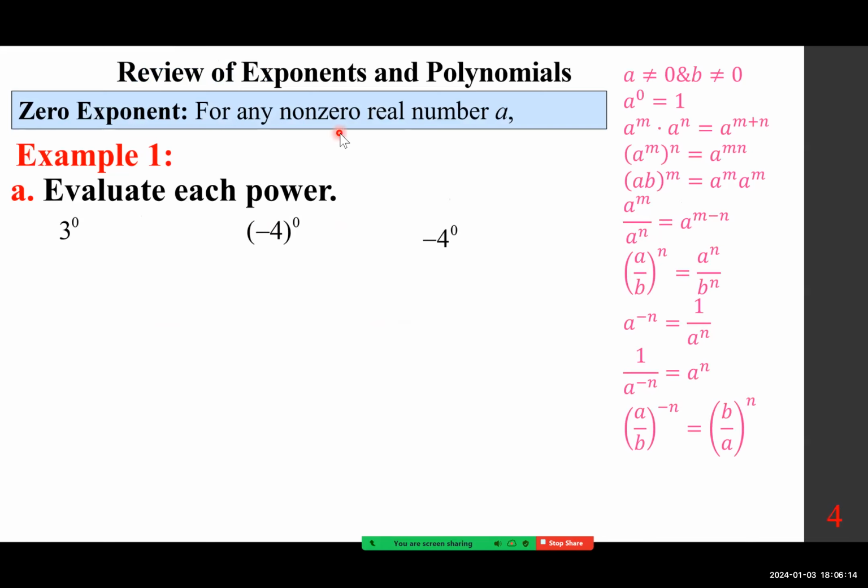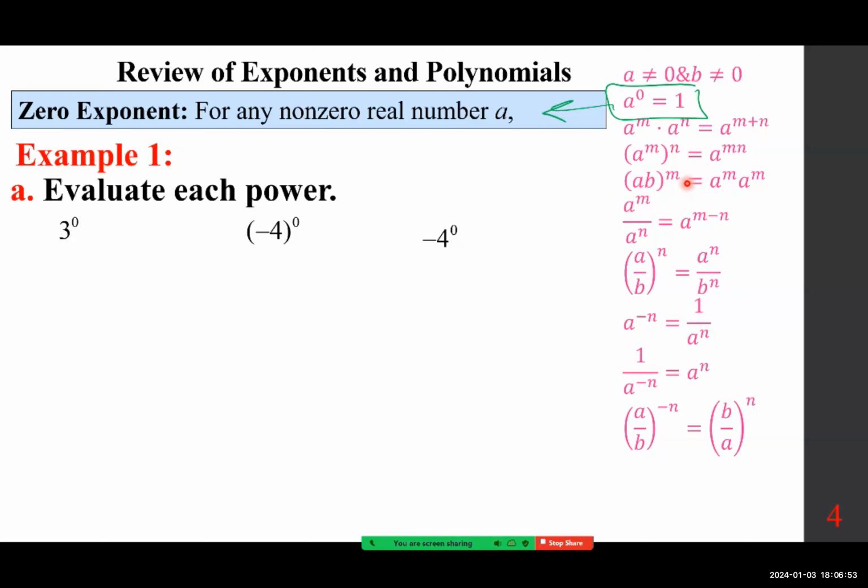Zero exponent. For any non-zero real number a, a to the power of 0 is 1. This is the one we are referring to, everybody. Now, I am reminding you of all the exponential rules. a to the power of 0 is 1. a to the power of m times a to the power of n is a to the power of m plus n. This is the product rule. This is the power rule: a to the power of m, to the power of n, you multiply these two.